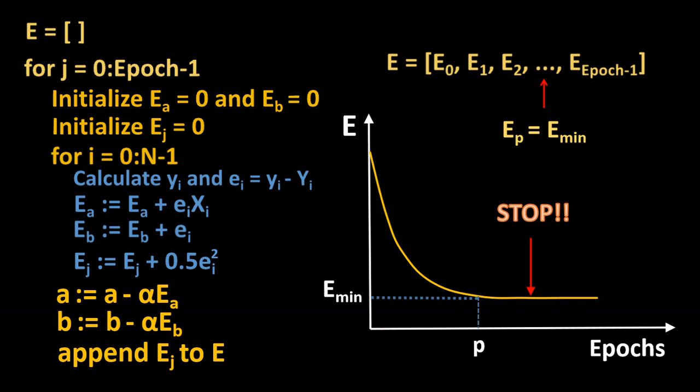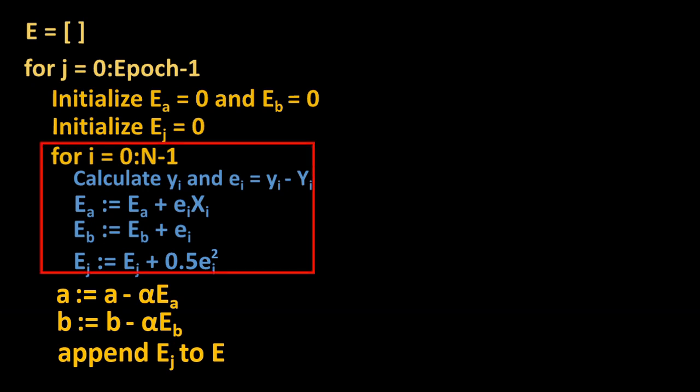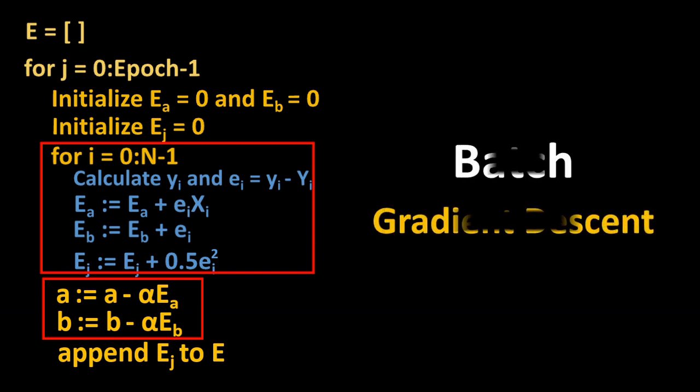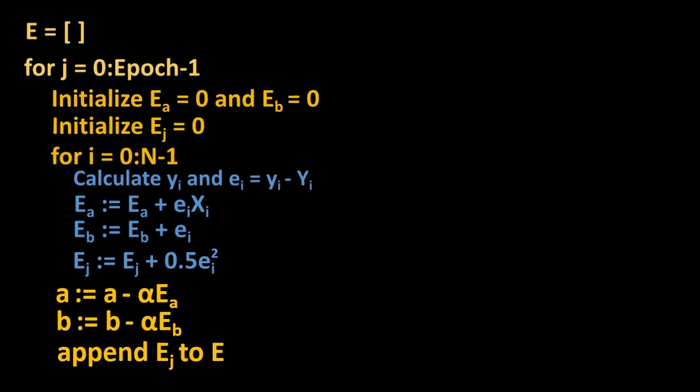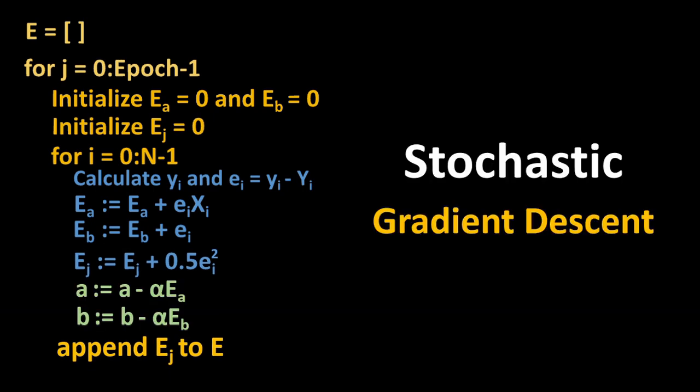Finally, let us understand two important ways of performing gradient descent algorithm. As you can see here, first we are calculating the value of del E upon del A and del E upon del B for the entire dataset and then updating the value of the parameter A and B. This type of gradient descent is called batch gradient descent algorithm. And when we update the value of the parameter after each and every data point, such type of gradient descent algorithm is known as stochastic gradient descent algorithm.